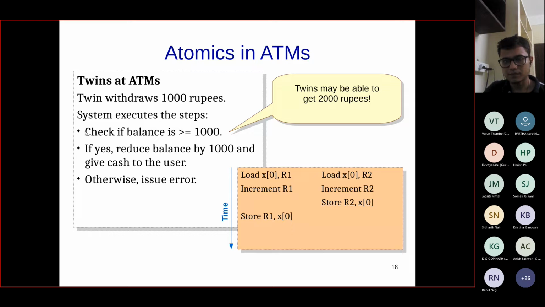The key point to observe is the execution pattern that we saw. Loading is happening simultaneously. Then a decrement is happening, not an increment, because we are reducing the balance, and then storing is happening. The final balance will be 0, because 1000 is deducted and then stored. Both values of R1 and R2 will be 0, because the initial balance was 1000 and the value deducted by both ATM systems is 1000. So 1000 minus 1000 is 0, and both will try to store 0. The final balance is 0, but what ended up happening is that they received 2000 rupees and the initial balance was just 1000.